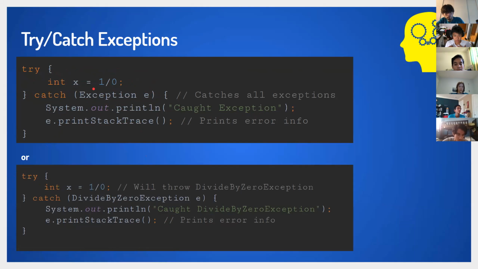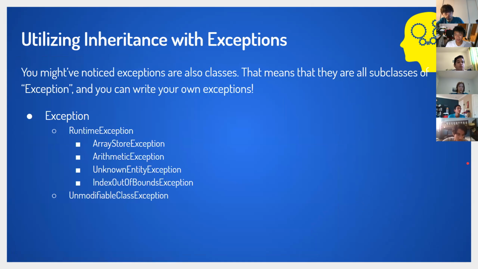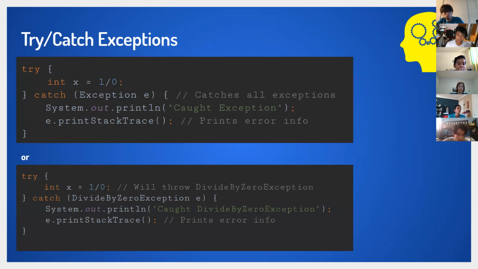I said how Exception is really broad, right? You can go very specific. For example, 1 divided by 0 will specifically throw a divide by 0 exception. So we can say catch DivideByZeroException, and then we can do something very specific with it. You might have noticed here that the words Exception and DivideByZeroException have the same naming convention as a class. That is because they are a class. I'll go into this a little bit later, it ties into the inheritance lesson, but I want to talk a little bit more about try-catch exceptions.